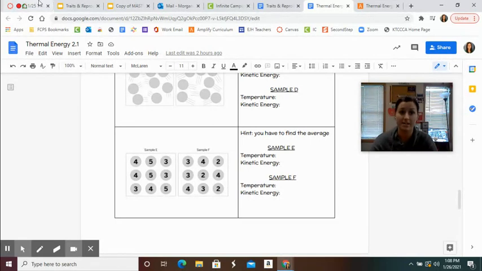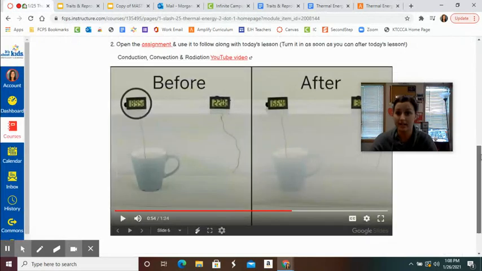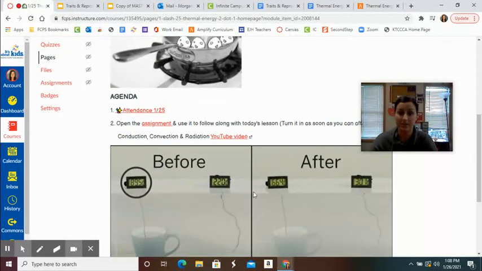And so when you finish those, make sure you turn it in. Remember, these slides are down here for you with that demonstration, and that YouTube video is here as well to help you with the conduction, convection, and radiation.